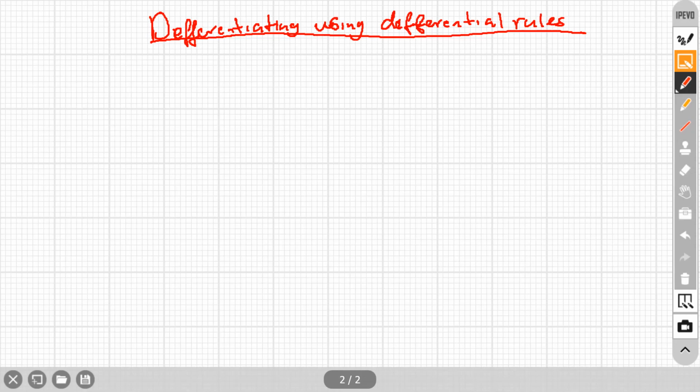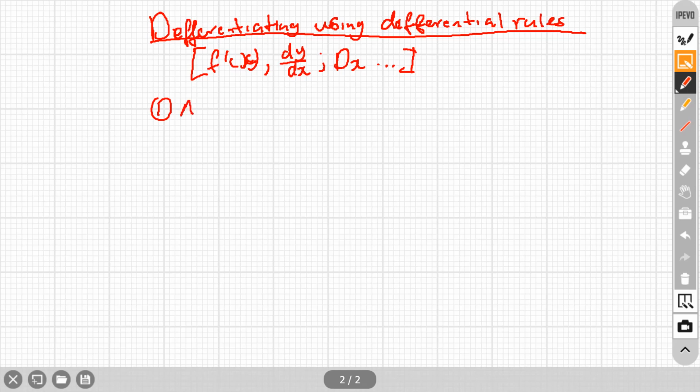In this video, we're going to talk about differentiating using differential rules. The question may come as: determine f'(x), or the first derivative of f(x), or determine dy/dx, or d/dx. So number one, we have to know the first rule about differentiating: a constant becomes zero.